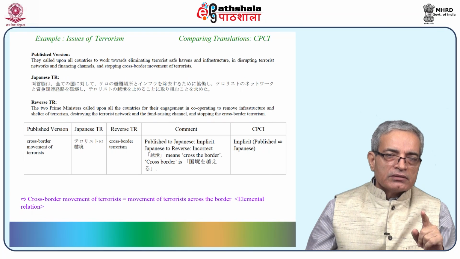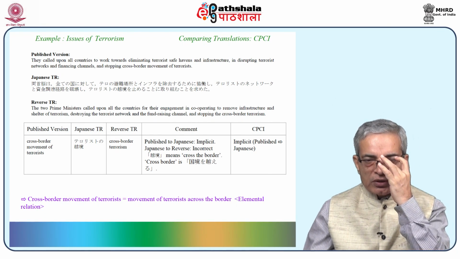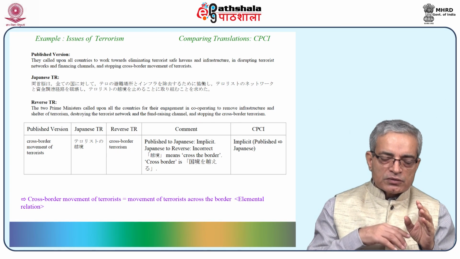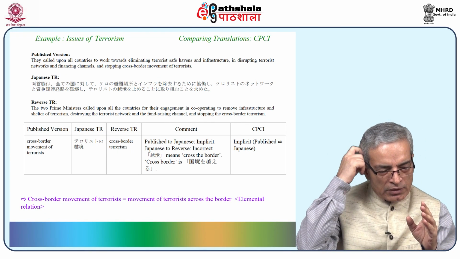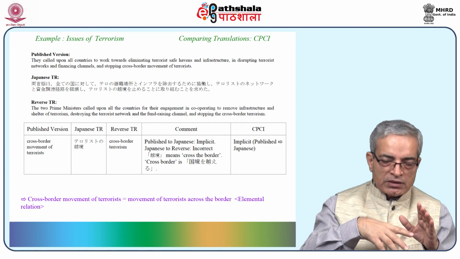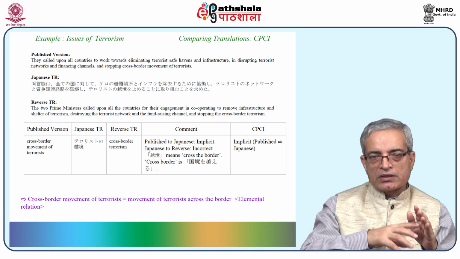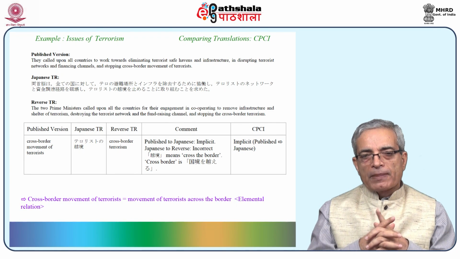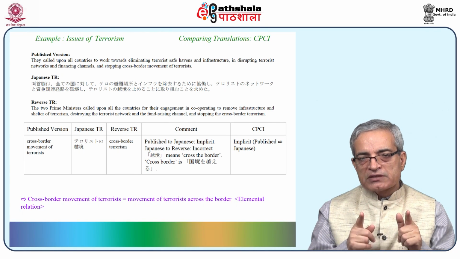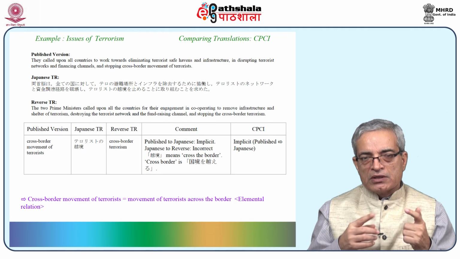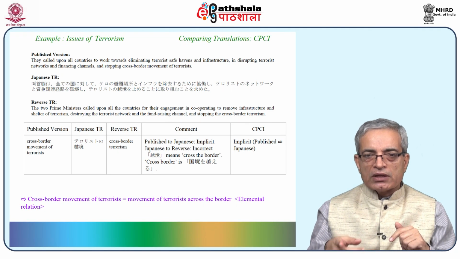Okay, next, it's too small. Can you read? Cross-border movement of terrorists. Okay, cross-border movement of terrorists. Cross-border movement. That means if it's a case of India, Pakistan, then terrorists traveling from the border of one country to the other country. That is cross-border terrorist movement. It does not specify from which country to which country. It's from one country to the other country.